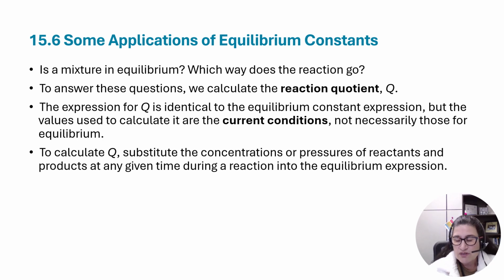Now, sometimes they don't give me any equilibrium ones. They only give me initial ones. So when we are calculating that, when we put in initial values, it's called Q, which is called the reaction quotient. So it's not the equilibrium constant because we're not at equilibrium. It is whatever our conditions are at that time, and it's Q. And it's going to look the same as K, except it's Q, and we just put in our current conditions, not necessarily the equilibrium ones.